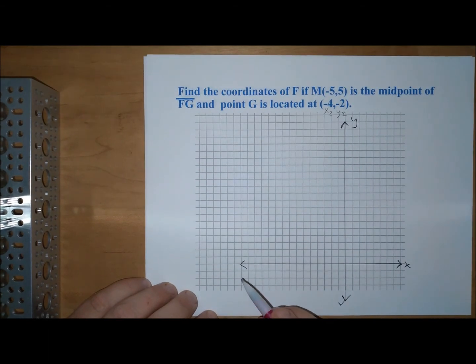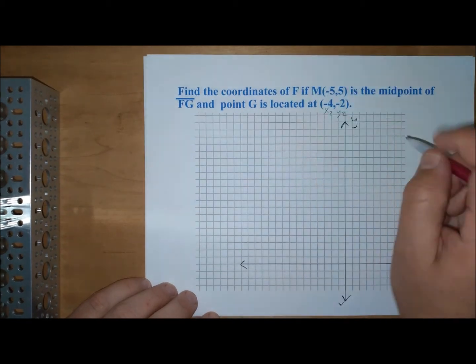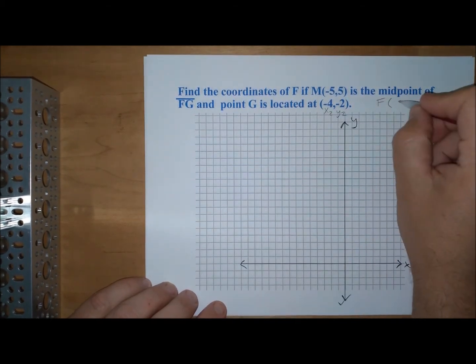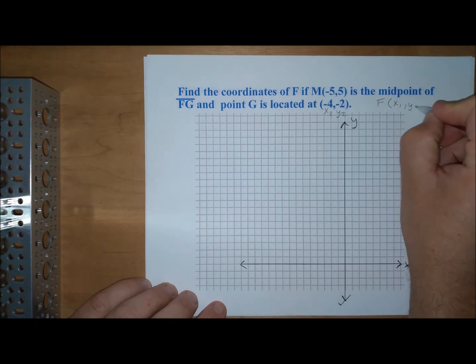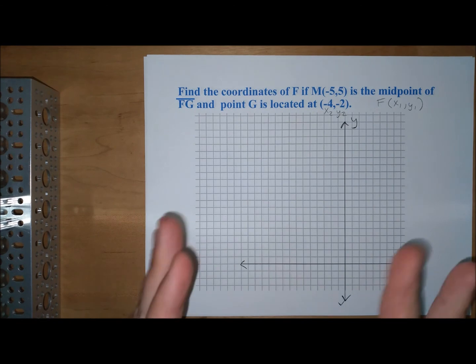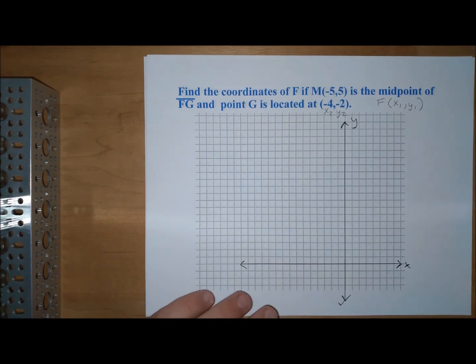But what we're trying to find is x1, y1. We're trying to find F. Let's just go ahead and say, what are the coordinates of F? Well, they're going to be x1, y1. And we're given the midpoint. Okay, let's plot these coordinates so we can make some more sense of this.